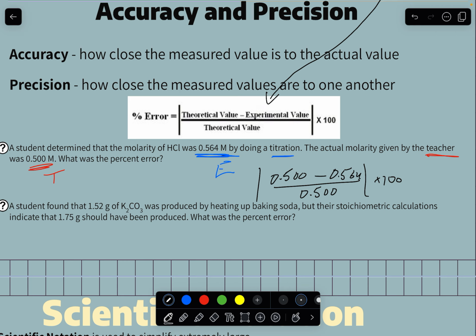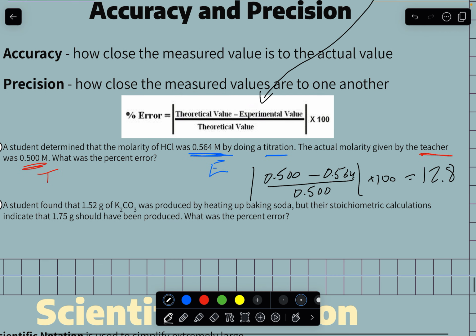So I'm going to put this in my calculator. I'm going to do 0.500 minus 0.564, enter, divided by the 0.500 on the bottom, and then do the absolute value of it. To do the absolute value, the easiest way is just take away the negative sign. So I got negative 0.128. If I take the absolute value, just take away the negative, it's 0.128 times that 100 on the end, we get 12.8%.